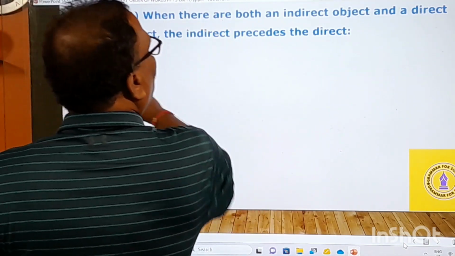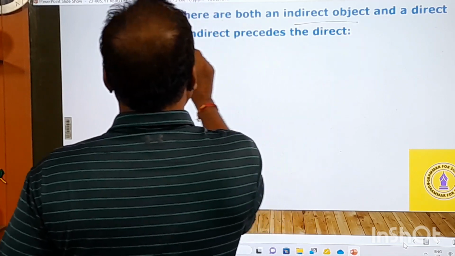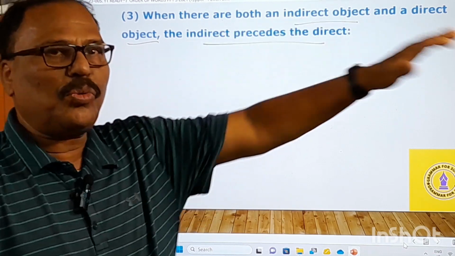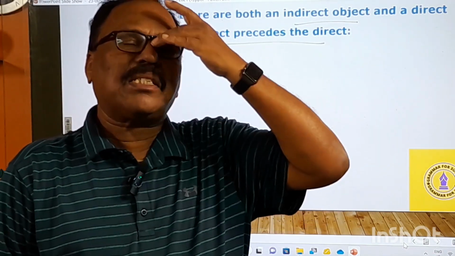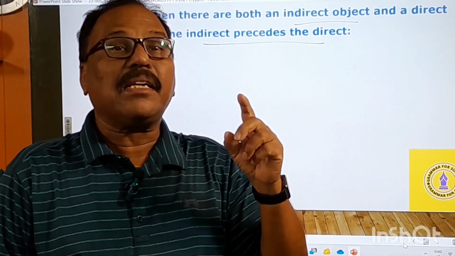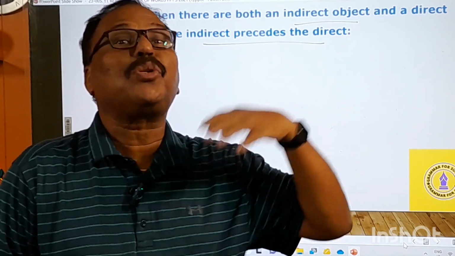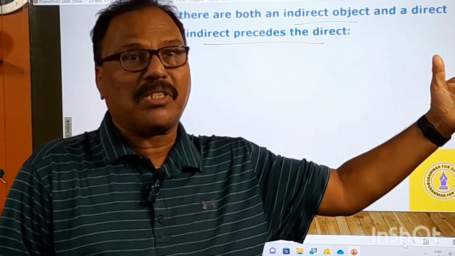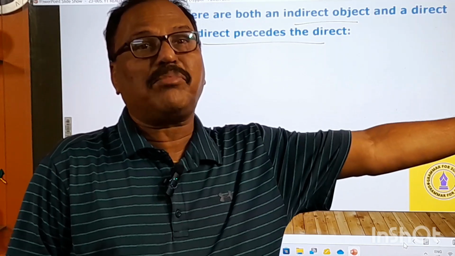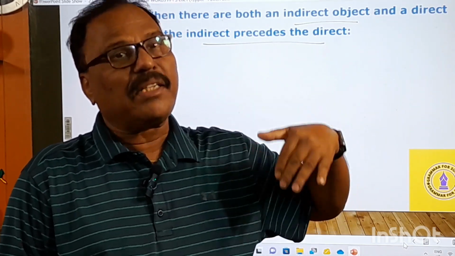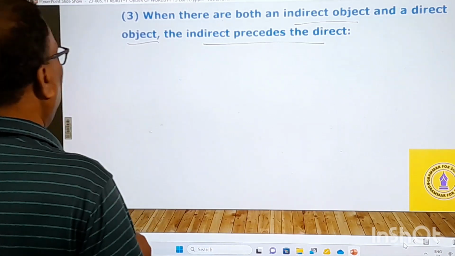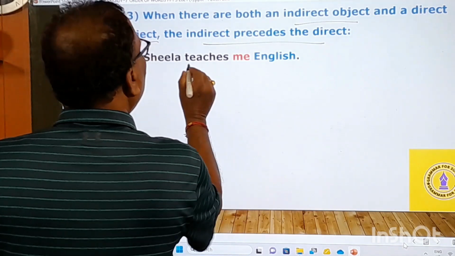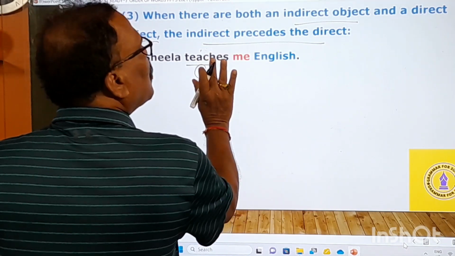Okay, when there are both an indirect object and a direct object, the indirect object precedes the direct. There are some verbs in the English language that take not just one object, but two objects after them. The first one is called the direct object, the second one is called the indirect object. So generally, it will be like this. What is that? Sheila teaches me English. So teaches is a verb. So this verb takes two objects always.